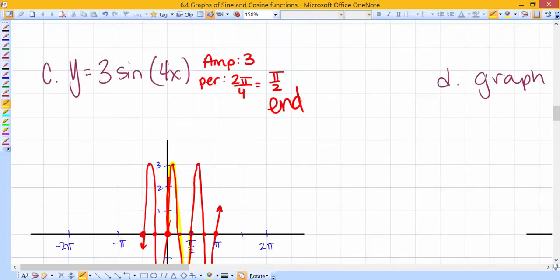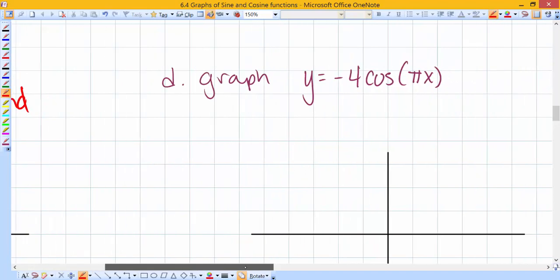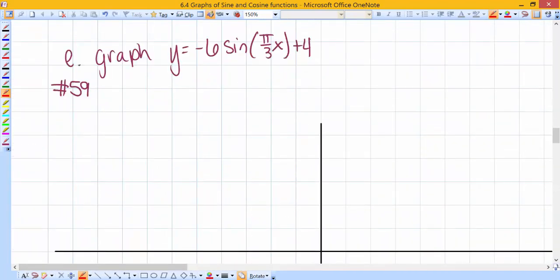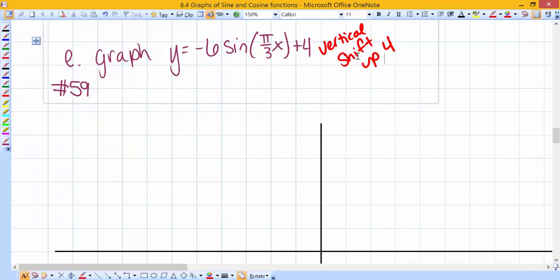All right, let's see if we have any more sine graphs. That's a cosine graph. Ooh, there's a sine graph. Okay, this sine graph is a little different. Still going to find the amplitude, still going to find the period, but I'm going to graph this a little differently because it has a vertical shift up 4. So I am actually going to talk to you right now about the midline.